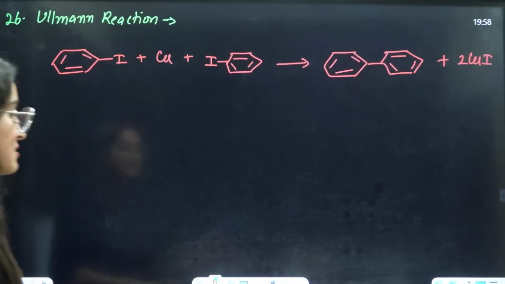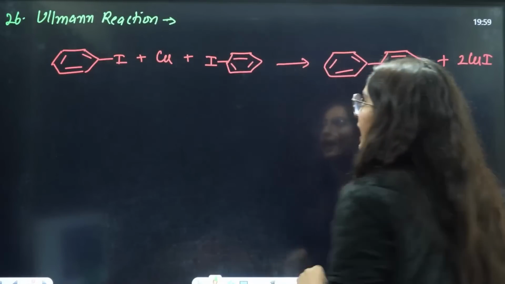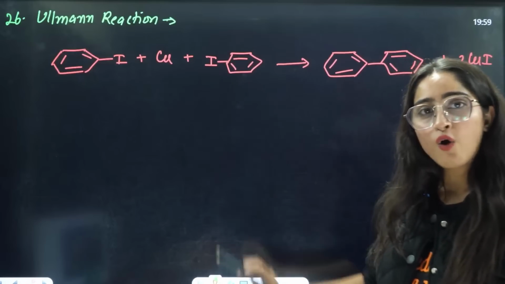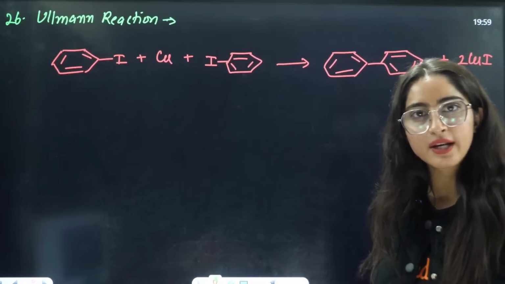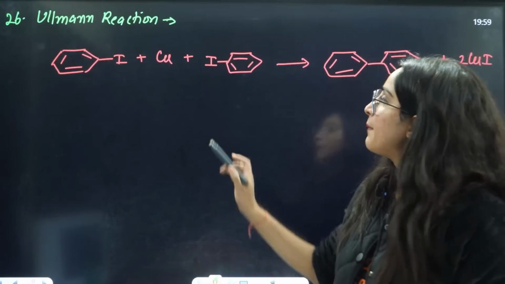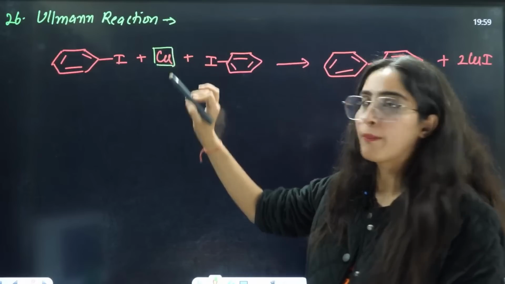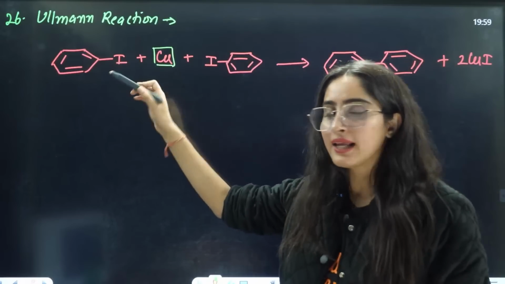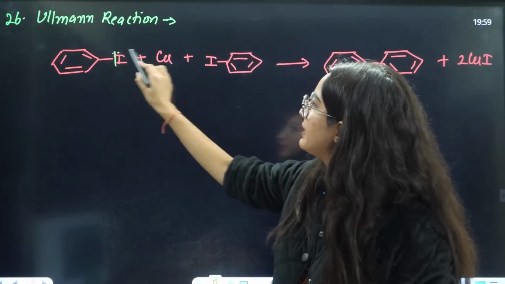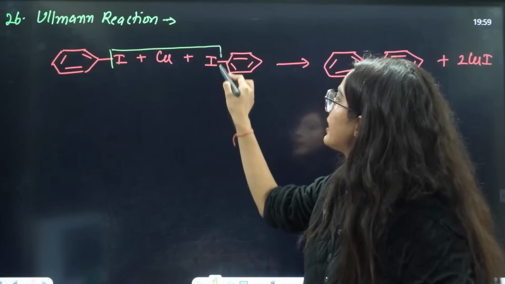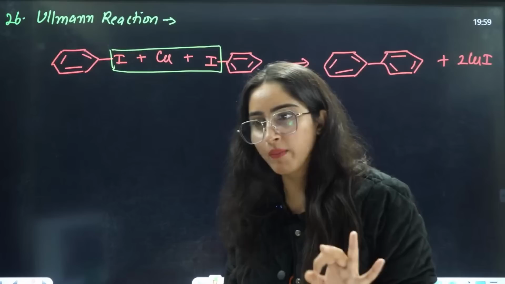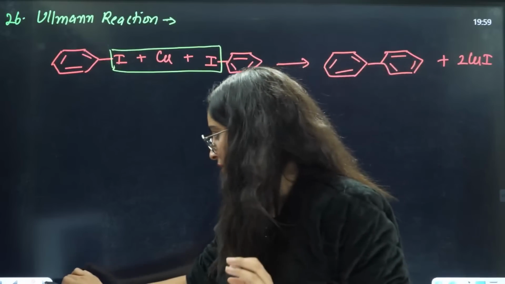Next is Ullmann's reaction. In Ullmann's reaction, what do we do? It is quite similar to Wurtz reaction, or you can say quite similar to Fittig reaction. But here, instead of sodium, you are using copper, and instead of any alkyl halide, you are using an aryl iodide. Now, this will be eliminated and you will have the formation of diphenyl here, okay? Diphenyl will be formed. That is called Ullmann's reaction.